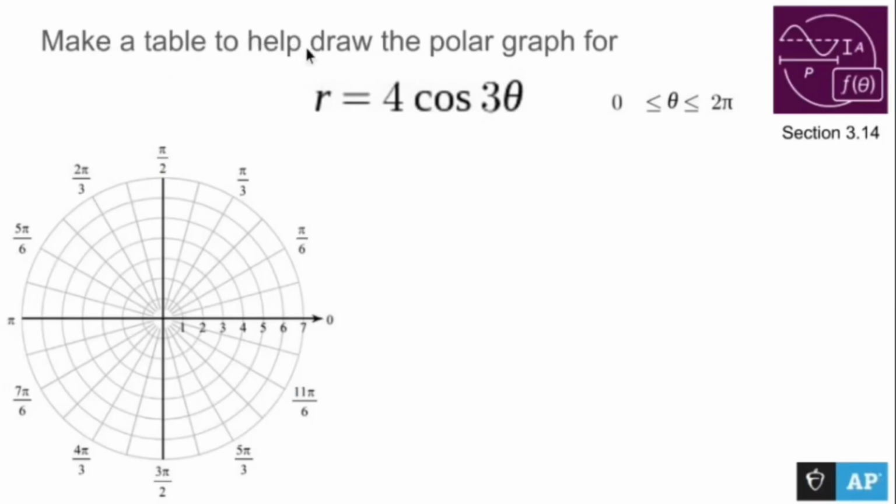Make a table to help draw the polar graph for r equals 4 cos 3 theta. All right, so we're making a table. This is going to be a doozy, or maybe I should say a daisy.